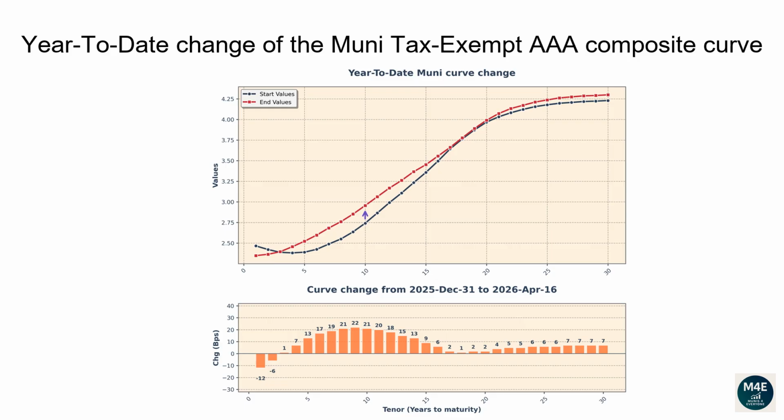The 1-year tenor changed -12 basis points. The 2-year tenor changed -6 basis points. The 5-year tenor changed 13 basis points. The 10-year tenor changed 21 basis points. The 20-year tenor changed 2 basis points. The 30-year tenor changed 7 basis points.